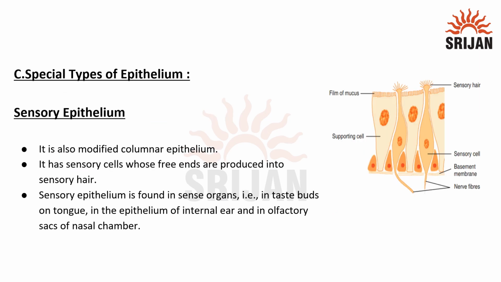The last one is special types of epithelium, out of which the first is sensory epithelium. Sensory epithelium is modified columnar epithelium. It has sensory cells whose free ends are produced into sensory hairs, and sensory epithelium is found in sense organs, that is in taste buds on tongue, in epithelium of internal ear, and in olfactory sacs of nasal chamber.